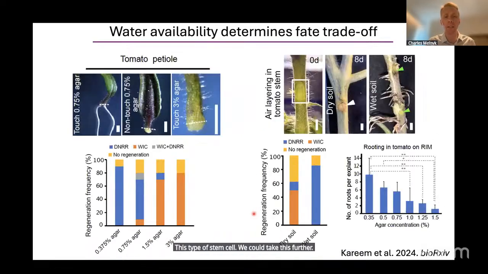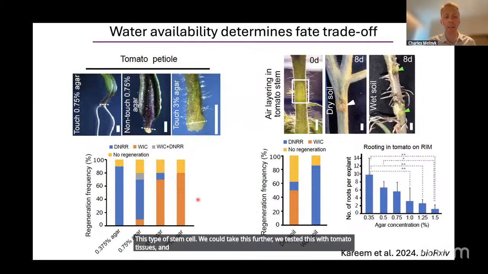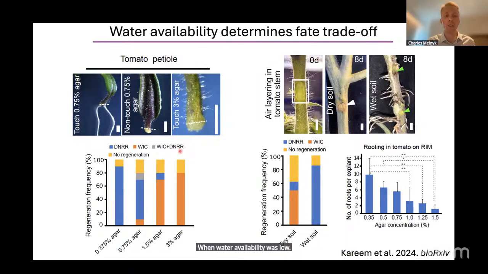We could take this further. We tested this with tomato tissues, and we saw something very similar. When water availability was high, the cut tissue regenerated roots. When water availability was low, the cut tissue regenerated wound-induced callus.